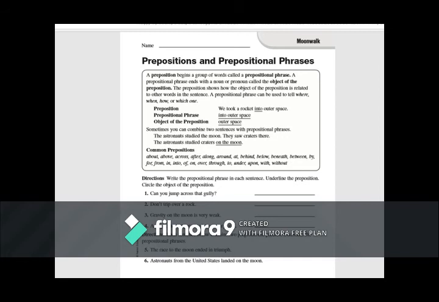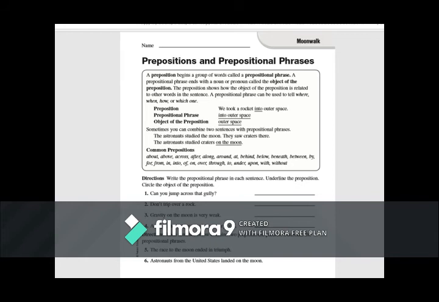"Don't trip over a rock." What is the prepositional phrase? "Over a rock." This is the prepositional phrase. Where is the preposition only? "Over." Where is the object? "Rock." "Gravity on the moon is very weak." What is the prepositional phrase here? "On the moon." Well done. What is the preposition? "On." Where is the object? "Moon."